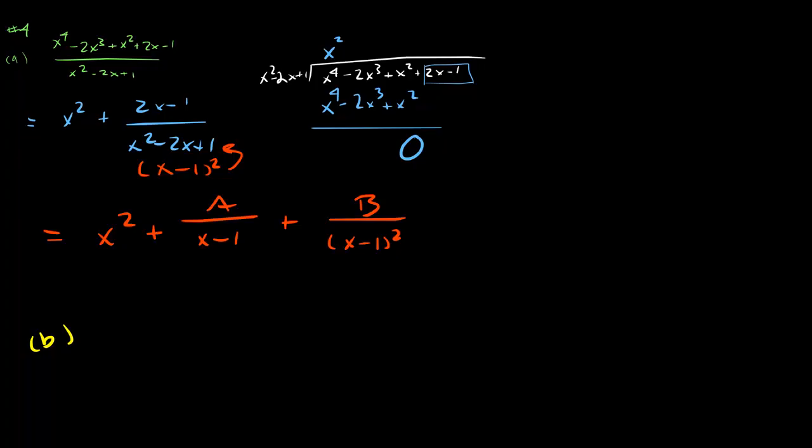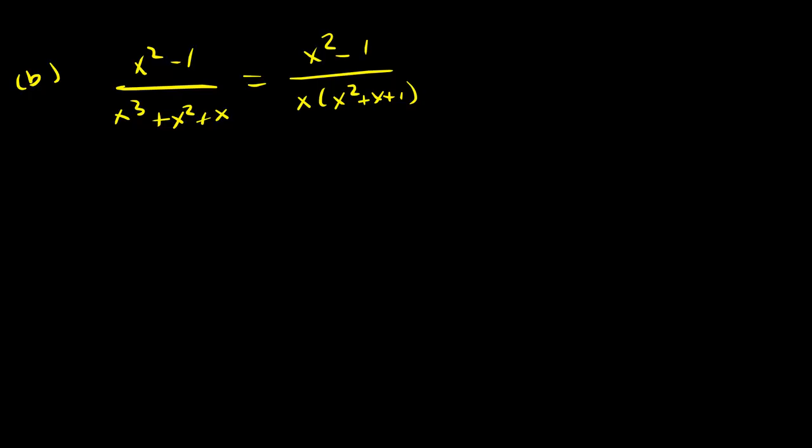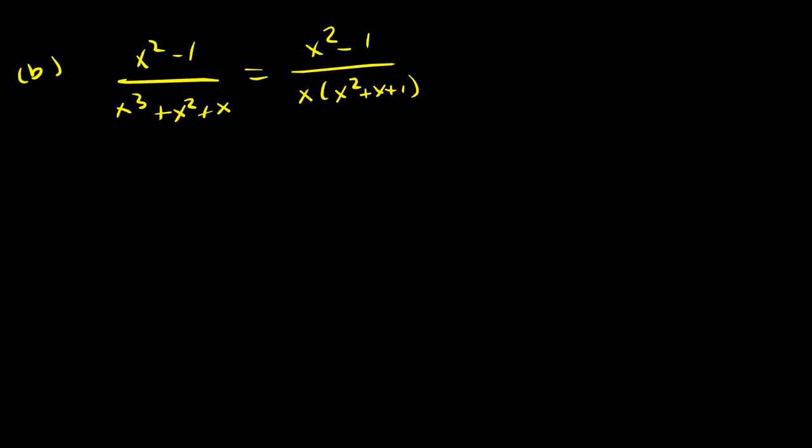B says this: we have x squared minus 1 over x cubed plus x squared plus x. The degree on top is lower, so that's pretty hunky-dory. Let's just look at the denominator for a second and ask, how can I factor this? I could pull an x out, and then I would have x squared plus x plus 1. Does this x squared plus x plus 1 factor? Can I factor that down into smaller terms, or is it irreducible?